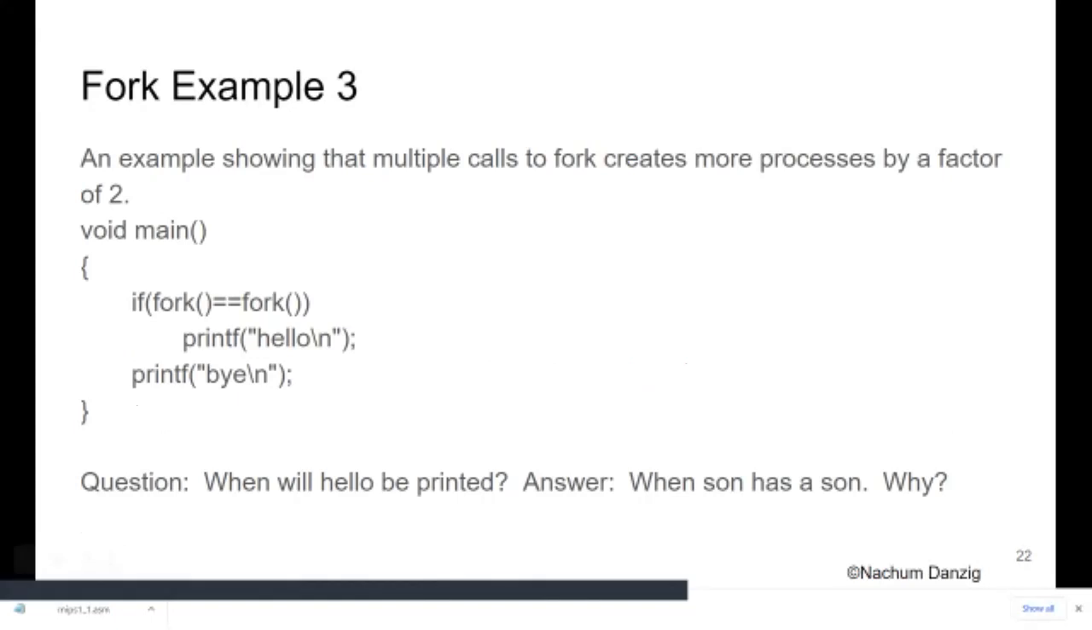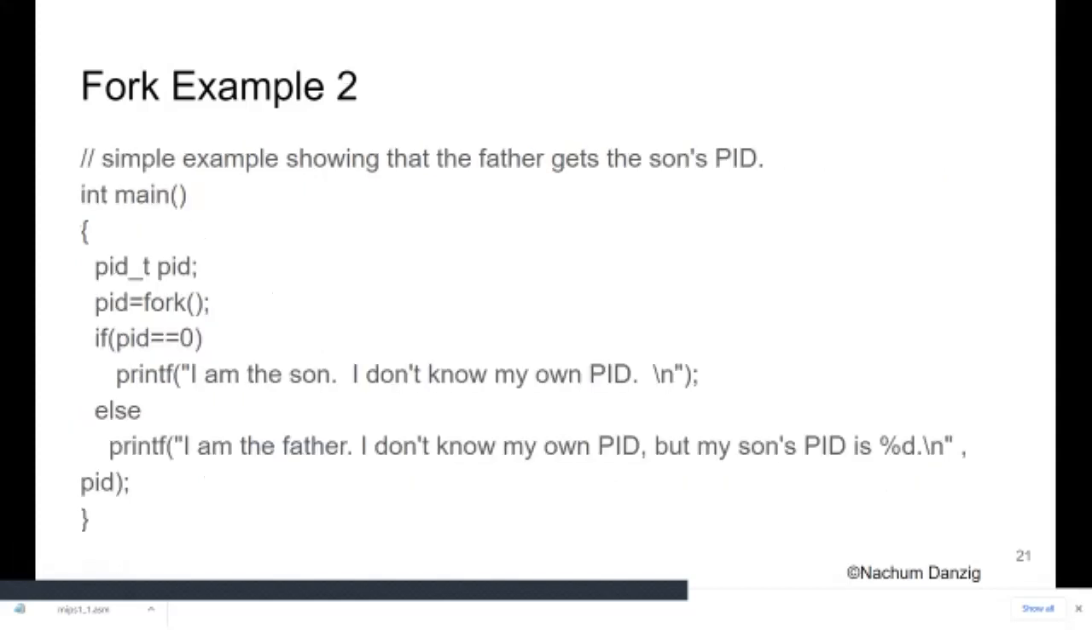An example showing that multiple calls to fork create more processes by a factor of 2. Okay, so look at this one. First of all, I can differentiate the parent from the child by what value the fork function returns.